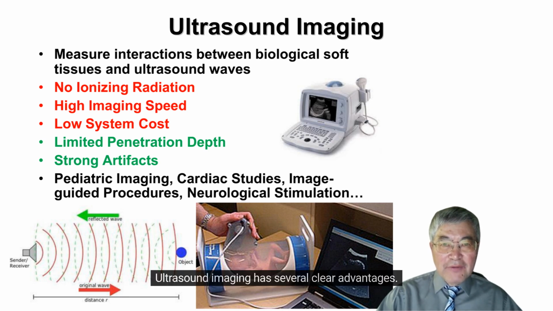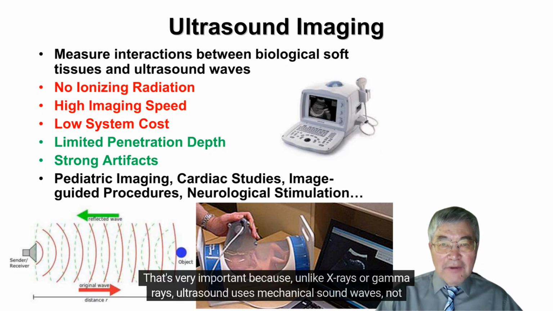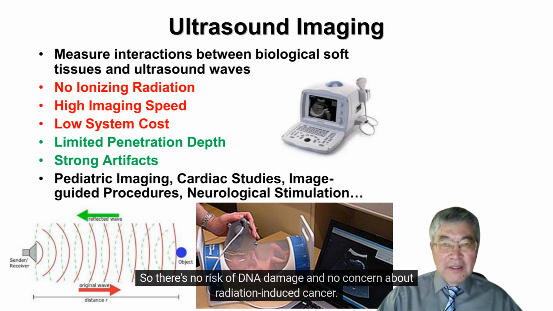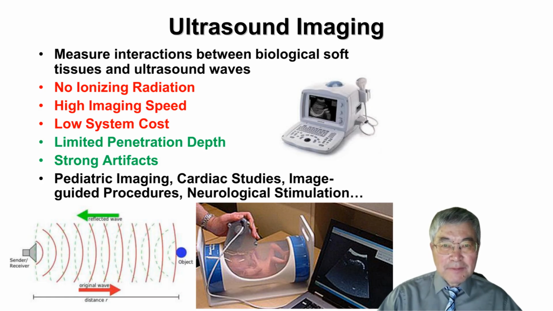Ultrasound imaging has several clear advantages. First, it involves no ionizing radiation. That's very important because, unlike X-rays or gamma rays, ultrasound uses mechanical sound waves, not electromagnetic radiation. So there's no risk of DNA damage and no concern about radiation-induced cancer.